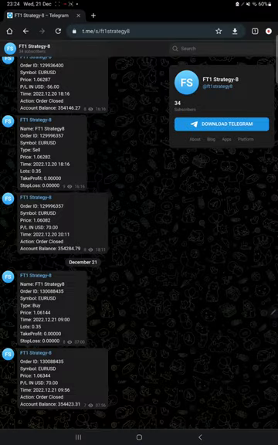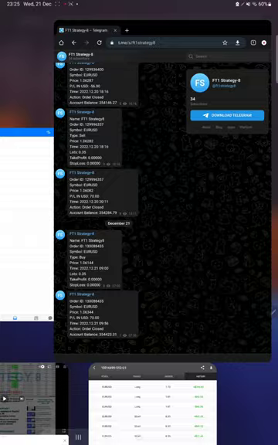Also the MT4 to Telegram is available, so by following the FT1 strategy 8 channel you can stay updated for each trade that we have taken and verify it with the order ID, at how much price we have entered, how much profit and loss we have booked.